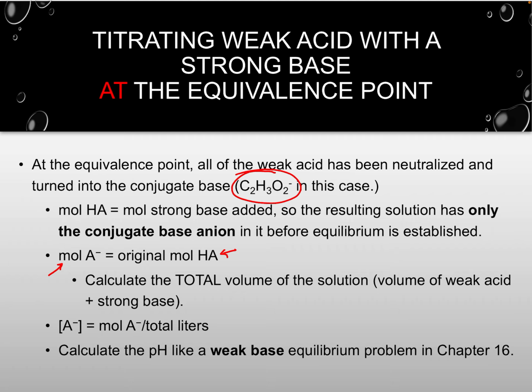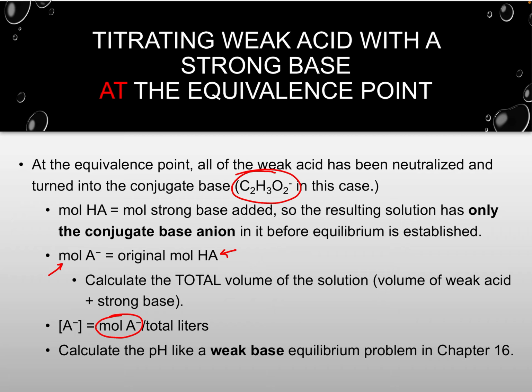So be really, really careful. It's easy for people to take the molarity of their weak acid and use that as the molarity of the conjugate base, but that's not what happens because there has been more volume added to it. You've added all of that volume from the sodium hydroxide. So the number of moles of weak acid and conjugate base will be the same, but the molarity will be different because the volume has changed. So make sure to be really, really careful there.